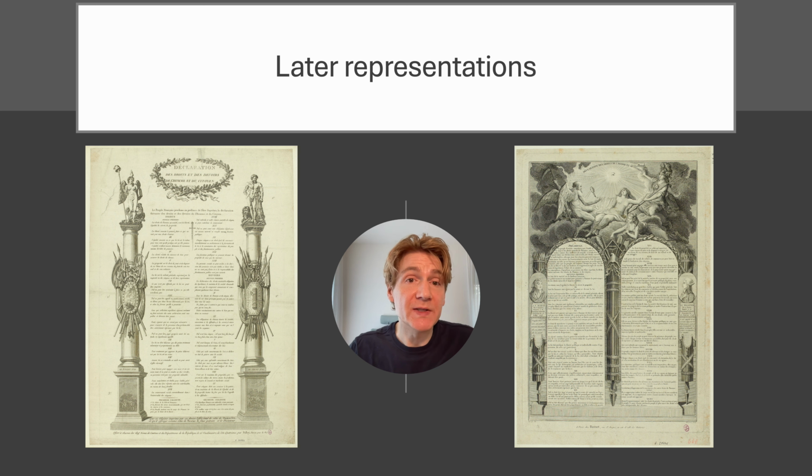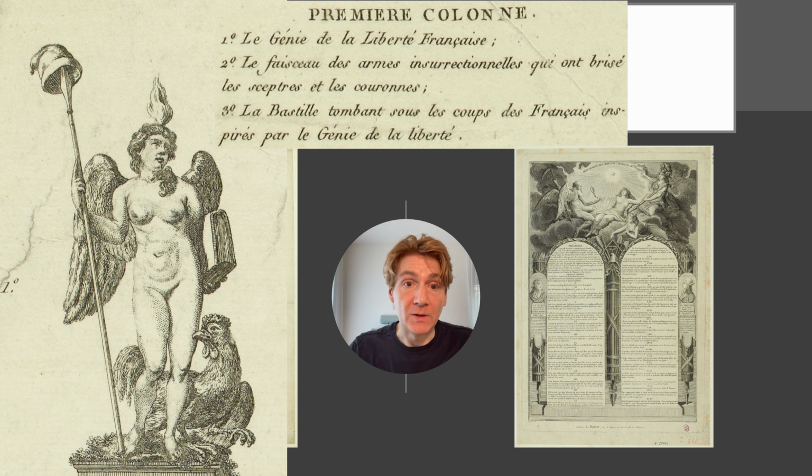Le Barbier's visualization of the Declaration of Rights will inspire other representations. For instance, on the left here, an anonymous engraving of the Declaration of 1795. The text of the declaration is set between two columns, each topped with an allegorical figure. The left figure is a naked woman with wings and a flame above her head, holding a pike topped by a Phrygian hat in her right hand, a book under her left arm, and a rooster at her feet.